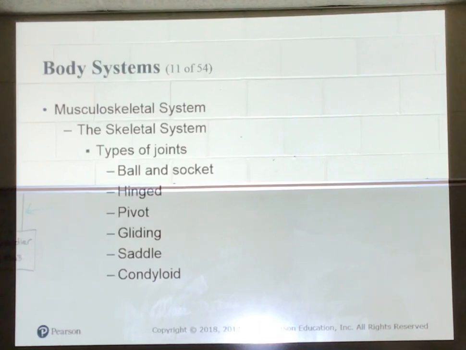Your types of joints. You have ball and socket. This type of joint permits the widest range of motion. You get flexion, extension, abduction, adduction, and rotation. It's going to be your shoulders and your hips.